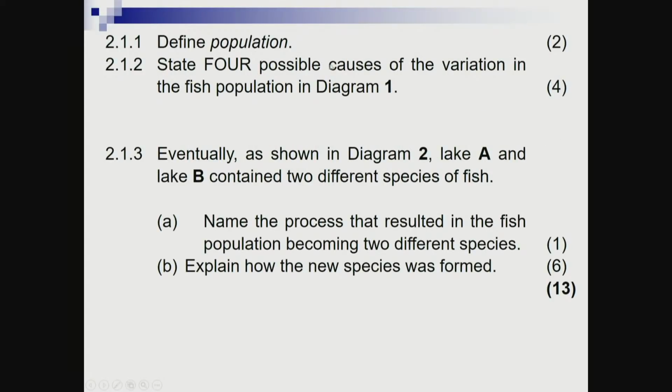State 4 possible causes of variation: meiosis, mutations, random fertilization, random mating. Name the process that results in the fish population becoming two different populations. The speciation. And now they say, explain how the new species was formed.